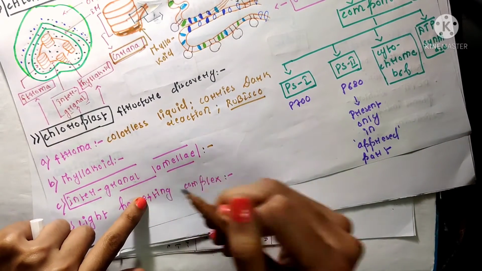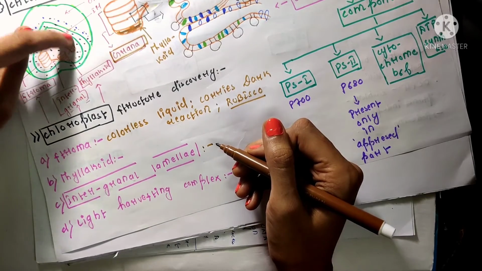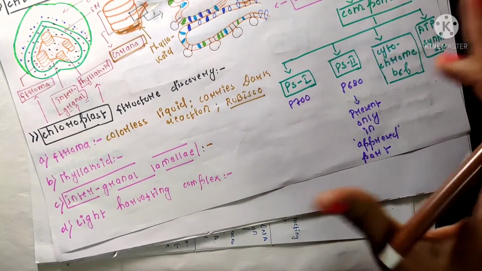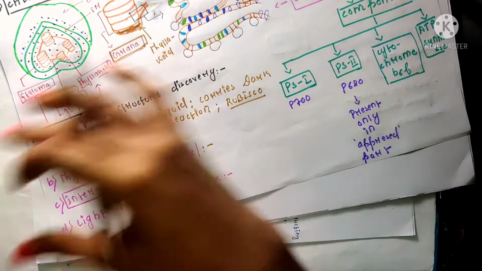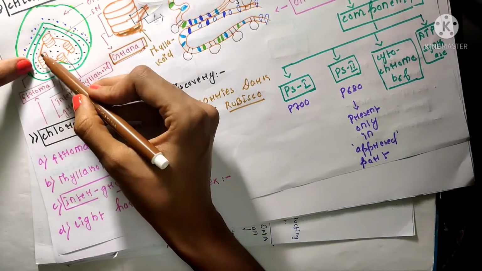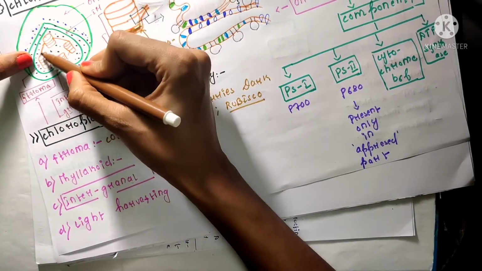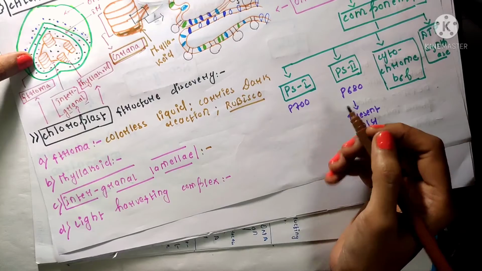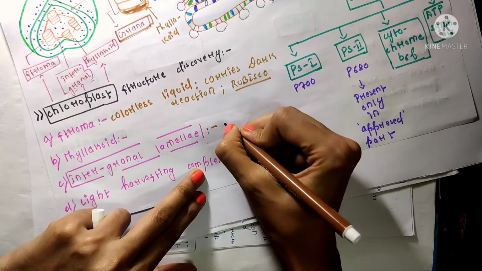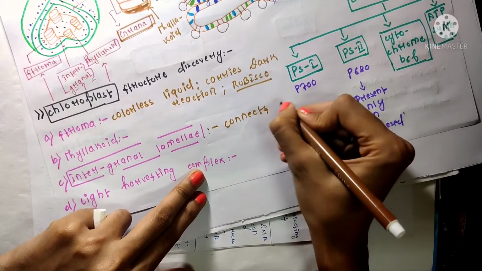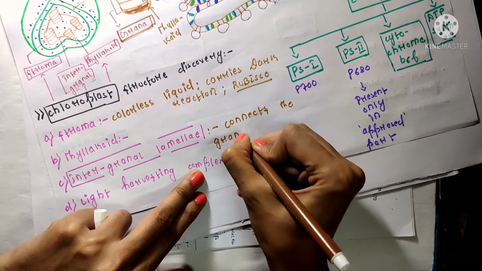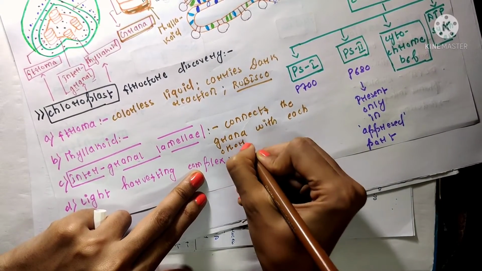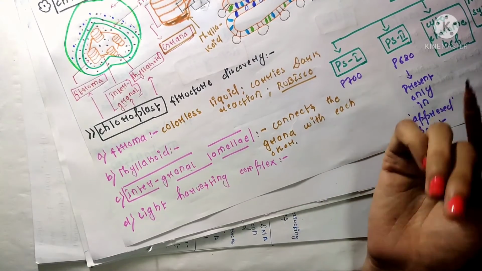So the purpose that intergranule lamellae serves is to connect the granum with one another, like the way we have an internet connection or mobile network. How is it done? There are cables underneath the ground which connect all the towers together. Similarly, this intergranule lamellae is the cable which connects all the thylakoids and the granum with each other. Okay, so it connects the granum with each other.